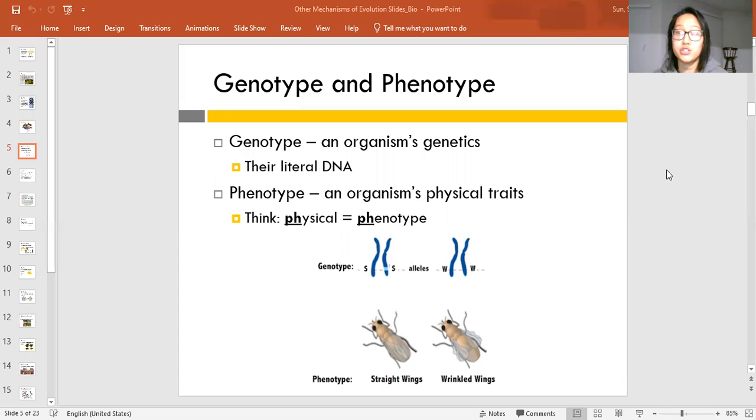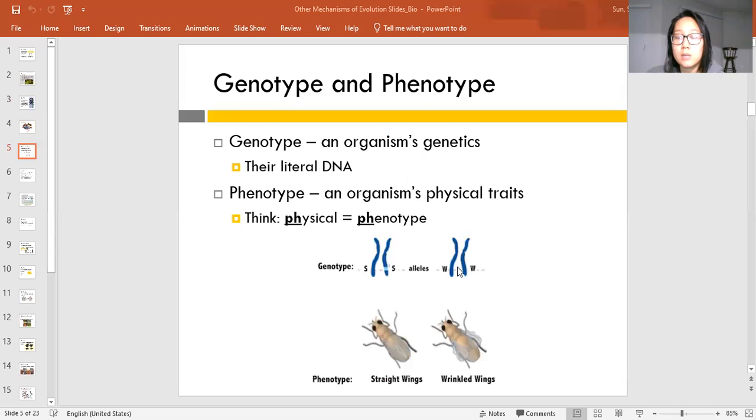Genotype, genes, genetics. Okay, so here in this picture, you can see that genotype is the chromosomes or the coiled DNA inside of their nuclei, right? And then the genotype directly codes for a phenotype or directly translates into a phenotype, right? So the genotype right here for S directly translates into straight wings, right? So the wings on this fruit fly are straight.